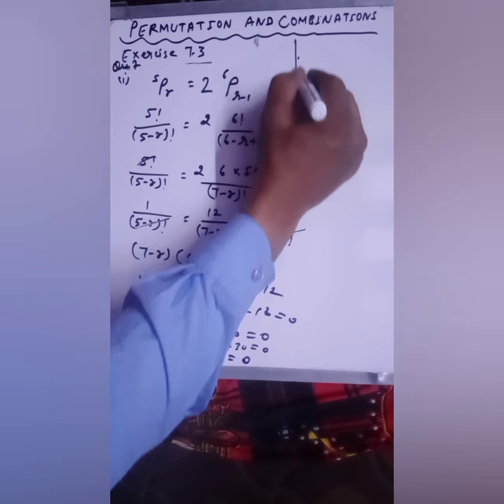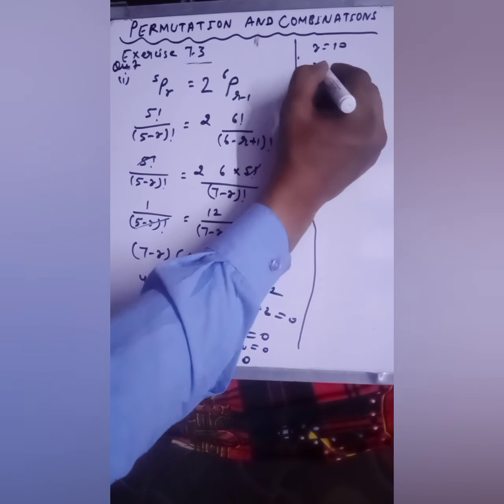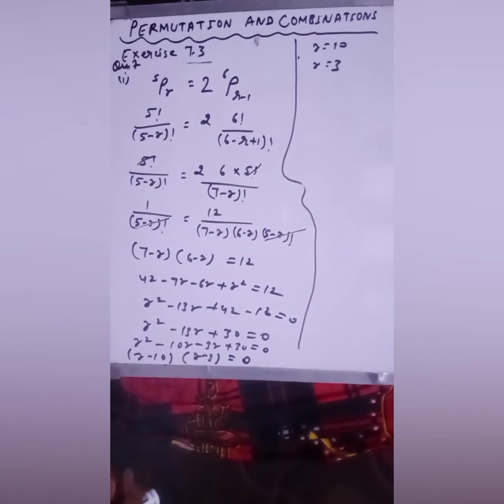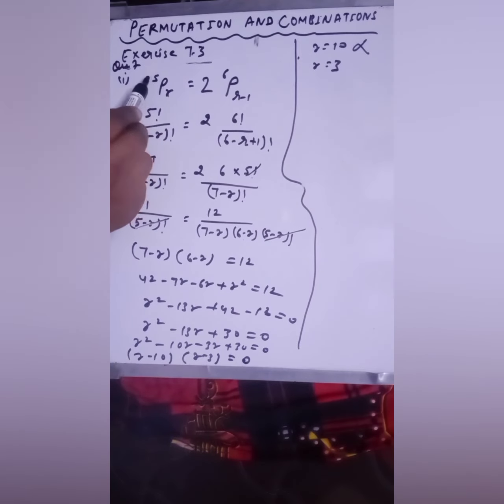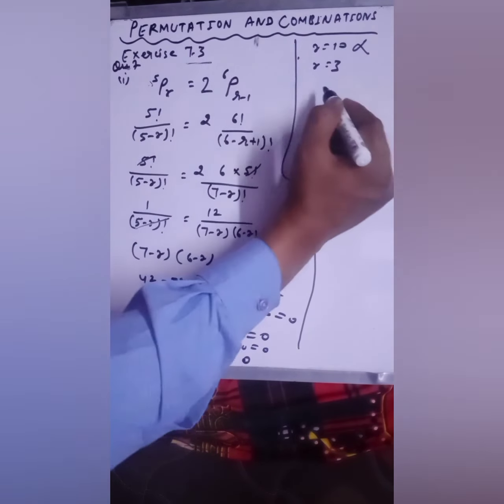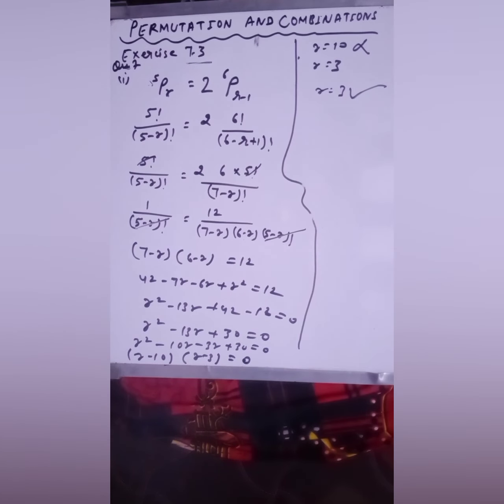So when you solve it, one r would be 10 and one r would be 3. Fine, this 10 is not possible because your r cannot be greater than n. So your r is equal to 3. This is your perfect answer. Got it?